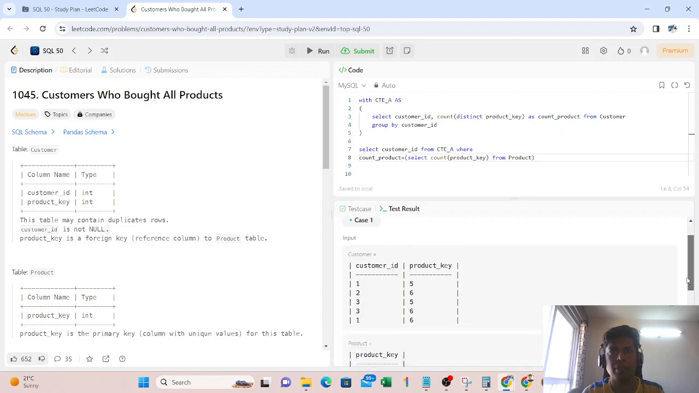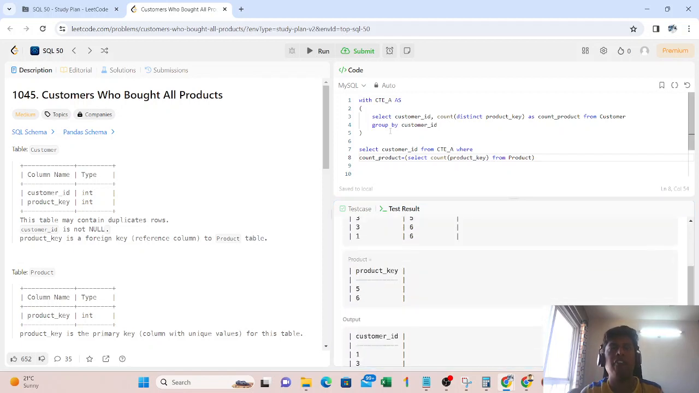Yes, it has been accepted. Okay. So see, we have formed a CTE because joins were not fitting, because we would not have got the answer in a simpler way using joins or subquery. So I have formed a temporary table where I have taken the count of the distinct product key for every customer ID from this customer table. And we know that product key is the primary key, so we won't have any repetition. So if this distinct count is equal to the number of products present in the product table, that means that customer has bought all the products. So that is the thing that I have used.